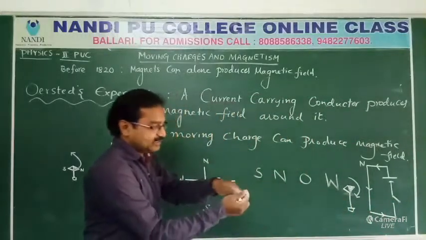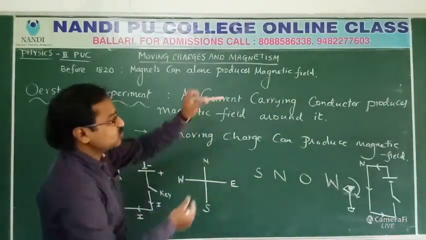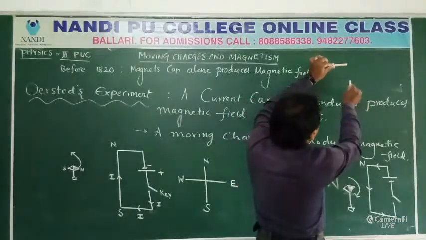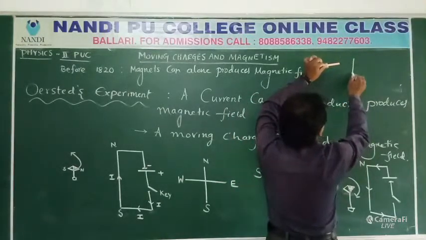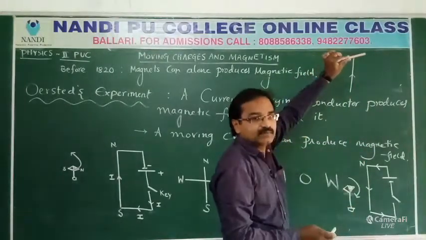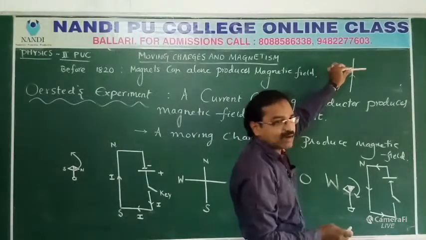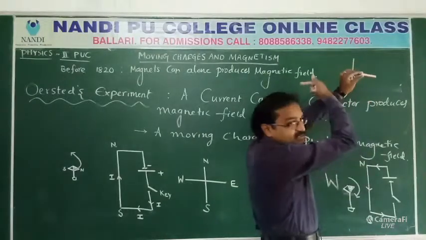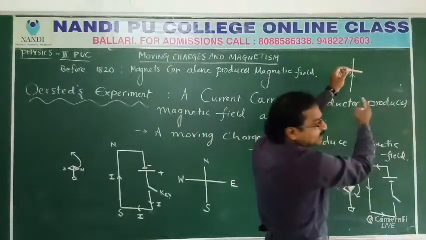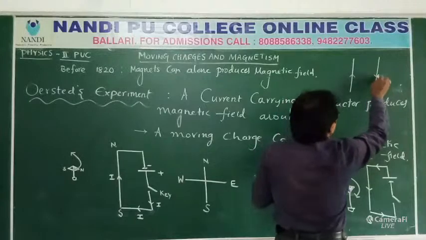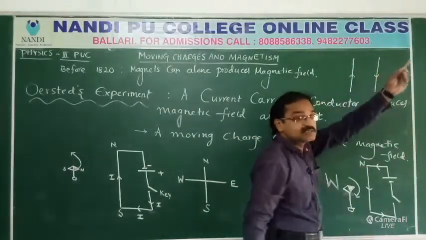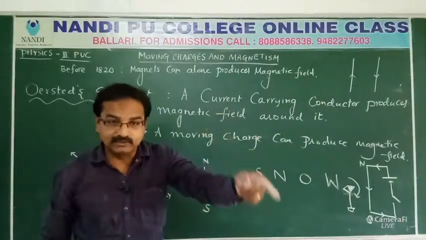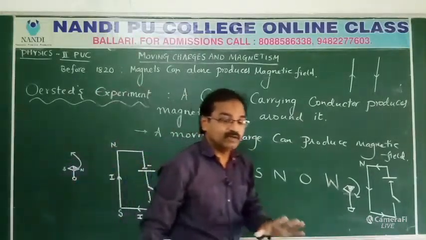If you take this chalk piece as a magnet, yes or no, children? Whenever current passes like this, and you place a magnetic needle, it deflects like this, because west is that side, it deflects towards the west side. If you change the direction of current, the deflection is towards the east side. Whatever the direction of current, there is a magnetic field.